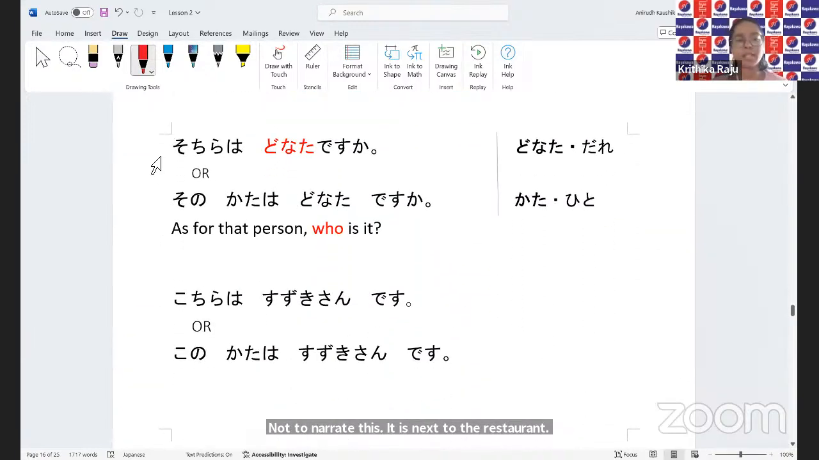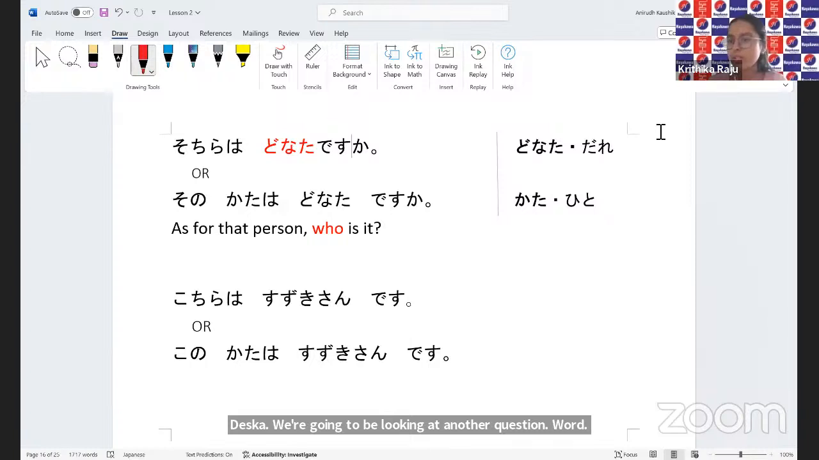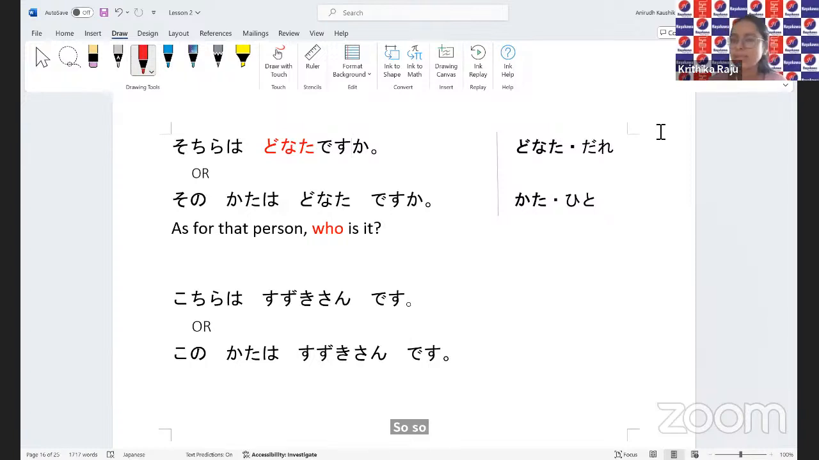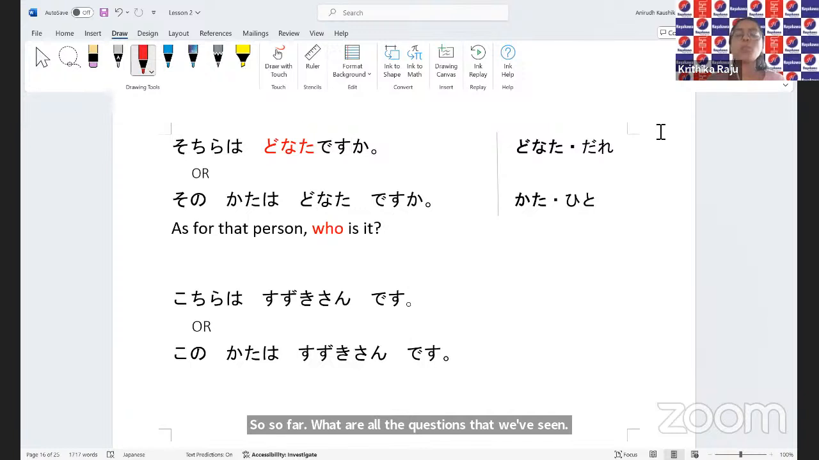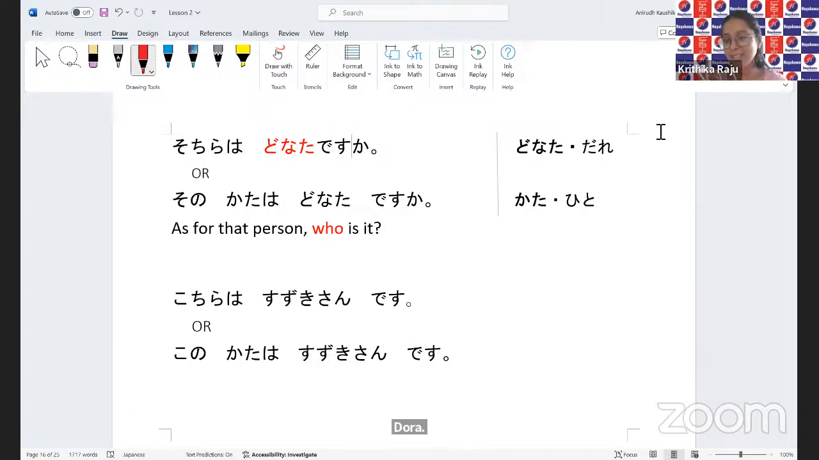A little bit more. This sentence over here: Sochira wa donata desu ka? We're going to be looking at another question word. So far, what are all the question words that we've seen from lesson 1? There was the question word for what, which is nani, nan desu ka. And then we saw dore, dono, and doko, very good. And then we saw dochira. These are the four that we saw in this lesson.